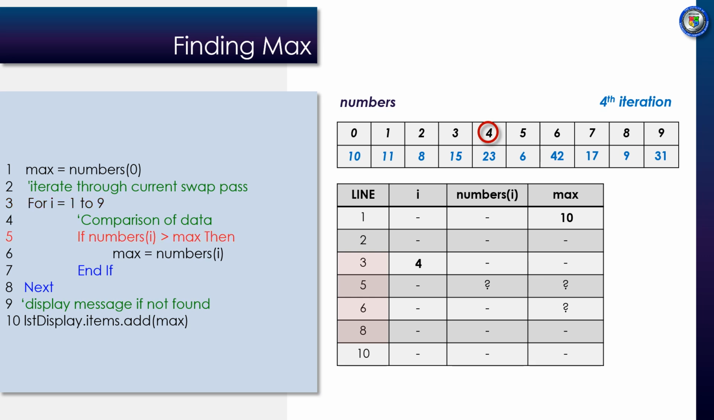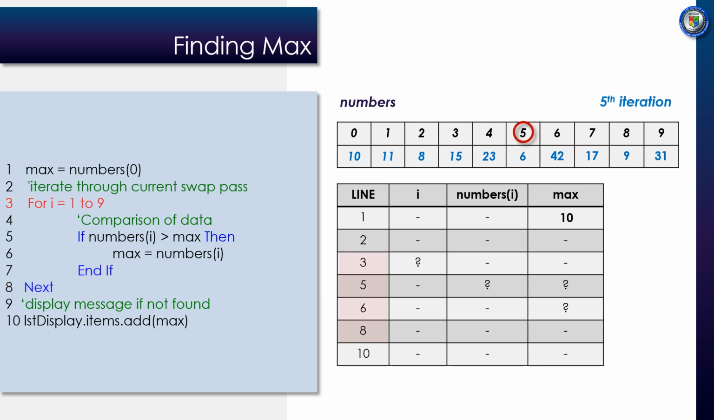Again, our condition will be checked. If numbers[i], which in this case is the value 23, is greater than max, which is 15, again that condition being met, we will replace the value 15 with the value 23 and assign that to the variable max.